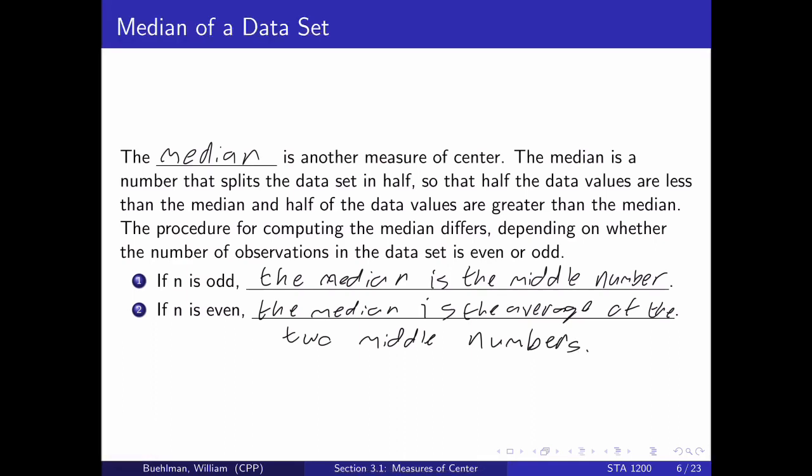When you're doing this, you have to be careful though, because in order to calculate the median, you need to make sure you first arrange the data set from smallest values to largest values. If you don't have them arranged from smallest to largest, you cannot just pick out the middle number. So make sure you do that before you try to calculate the median.